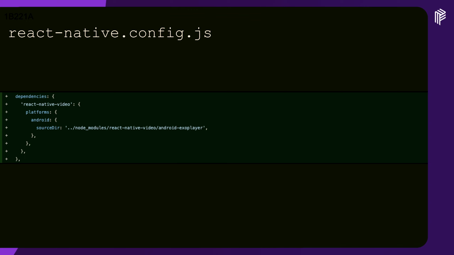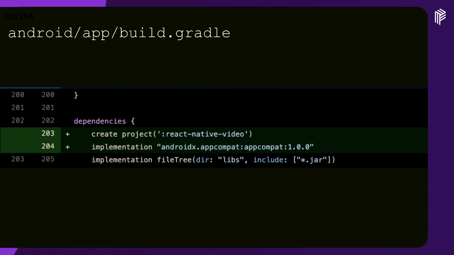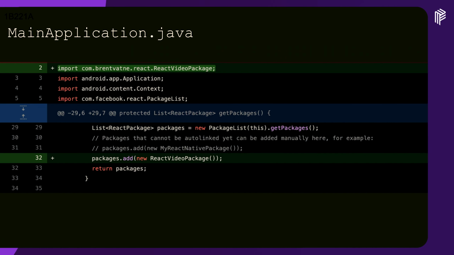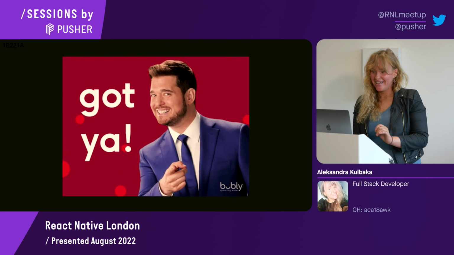So, first of all, I had to change React Native Video to use Android ExoPlayer by default to render the video controller. And I had to do it by configuring this in React Native config. And that was supposed to be it, but it wasn't. So I decided to manually link the library, following the docs. I had to update the settings.gradle file, the Android app build.gradle file, and MainApplication.java. And finally, it was still not working.